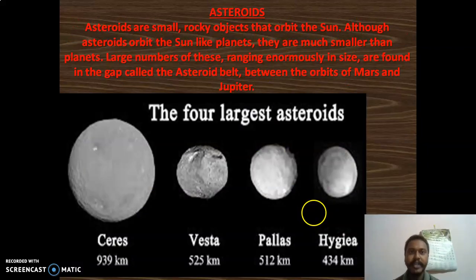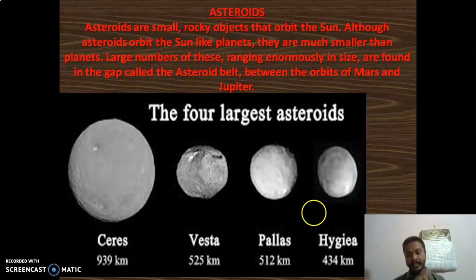Asteroids. Asteroids are small rocky objects. Okay, asteroids are small and rocky objects. Rocky means made of rock. I hope you have understood that they orbit around the sun. These asteroids orbit around the sun. Although an asteroid has a belt, where they are found the most. It is a belt. They are between some planets.